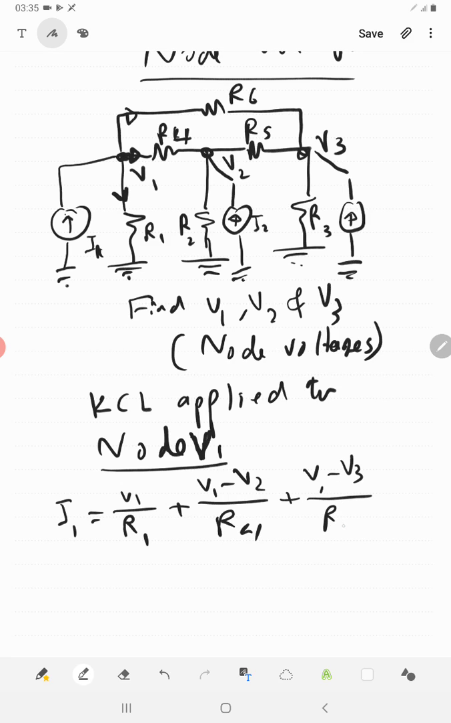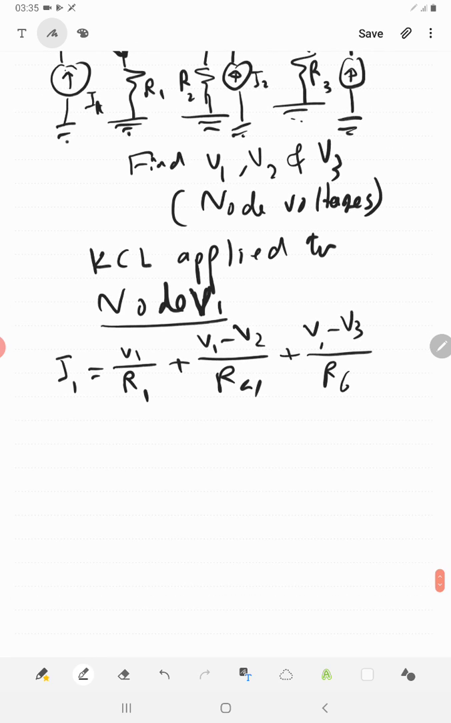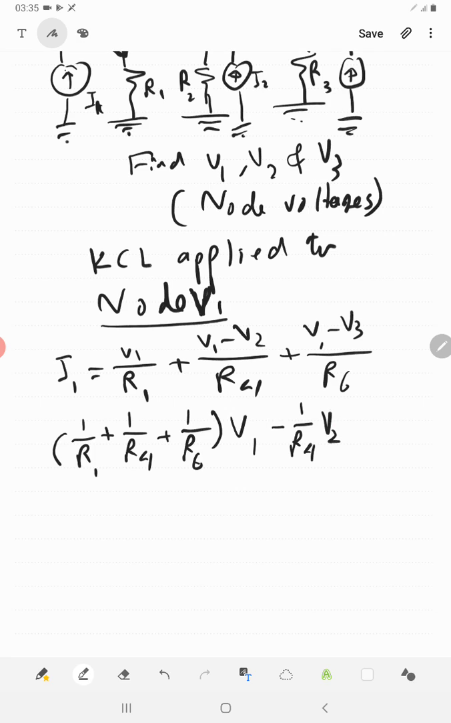divided by R6. Now if we simplify this, we see V1 here over R1, V1 here over R4, V1 here over R6. So we simply say (1 over R1 plus 1 over R4 plus 1 over R6) times V1. Okay? And here we have minus 1 over R4 times V2. And again, minus 1 over R6 times V3 is equal to I1.